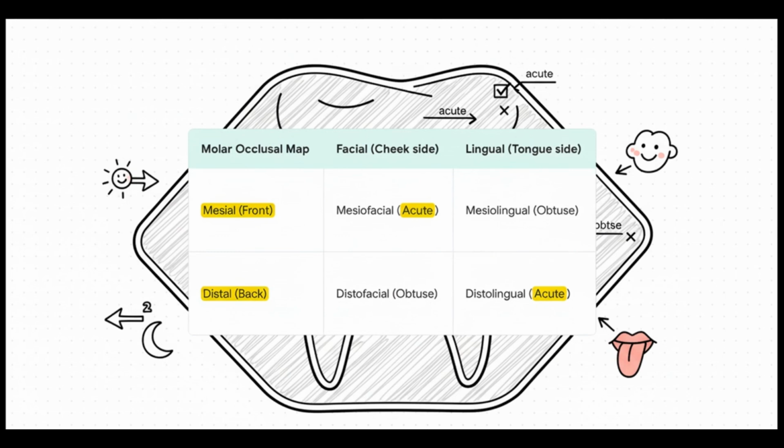So let's put it all together on this little map. We're just combining the terms. The front cheek corner is the mesiofacial angle. The back tongue corner is the distolingual angle. Now remember our squished square? Well, these are the two corners that get pinched in. These are our sharp acute angles, which means the other two corners, the mesiolingual and distofacial, are the ones that get stretched out. They're the wider obtuse ones.